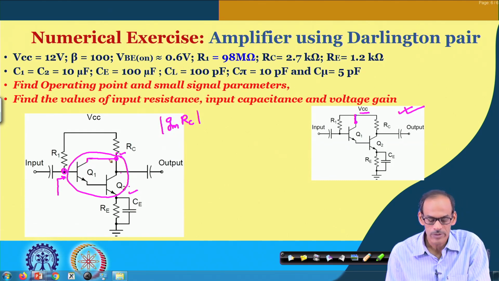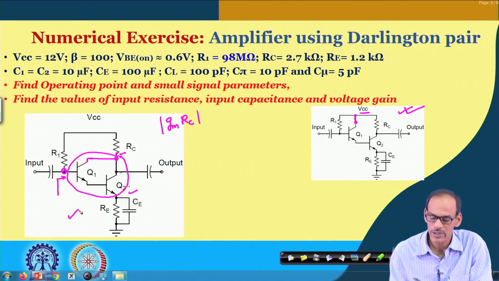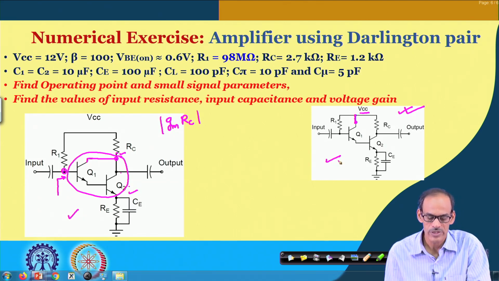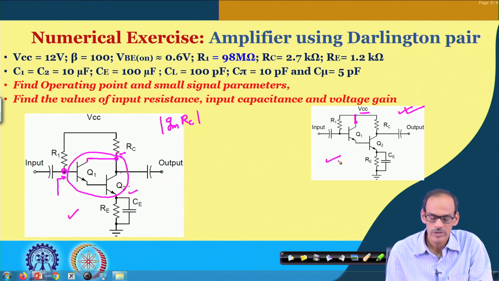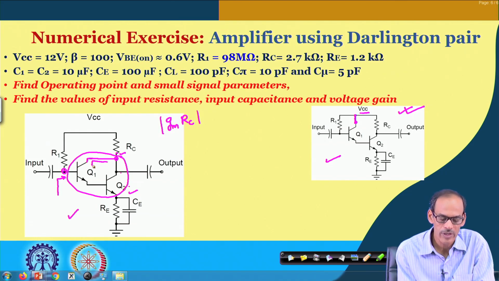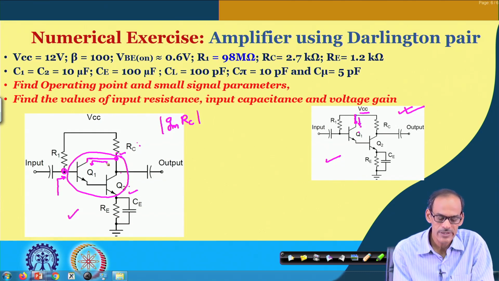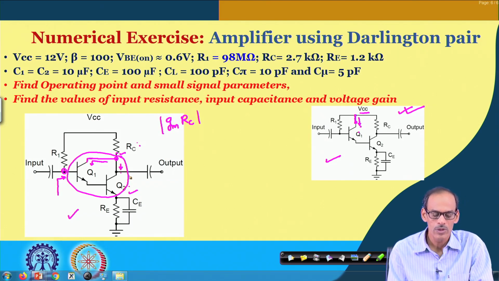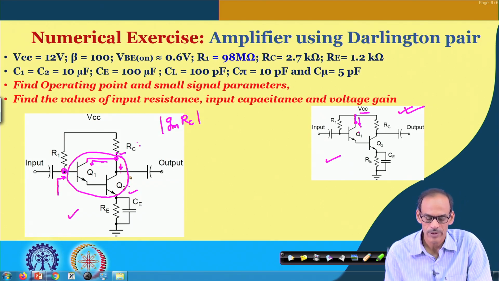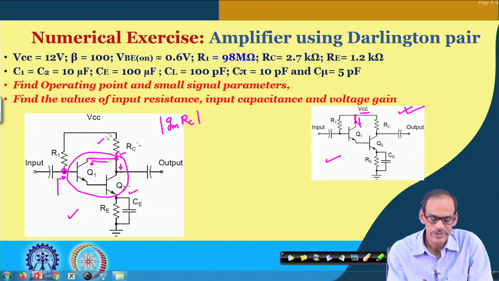Now, DC operating point wise, both this circuit and this circuit are very close to each other. That is because whatever collector current we are drawing here, which may be flowing through RC now, unlike the previous case where the collector current of Q1 was directly coming from VCC, this current is very small compared to the collector current of Q2. So, for all practical purposes, the operating point of this circuit and this circuit are the same.